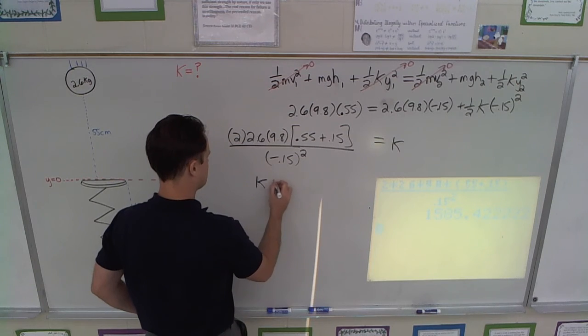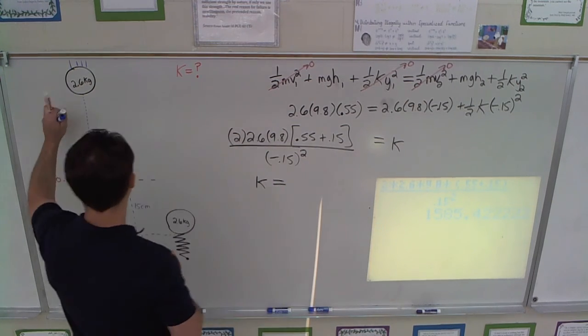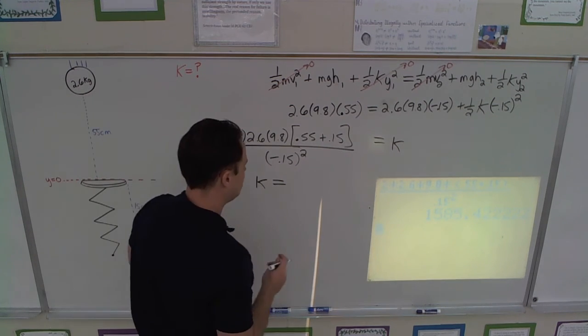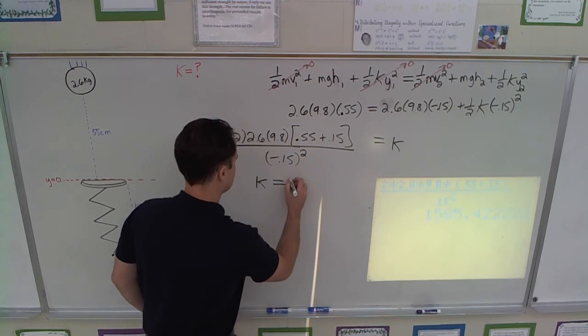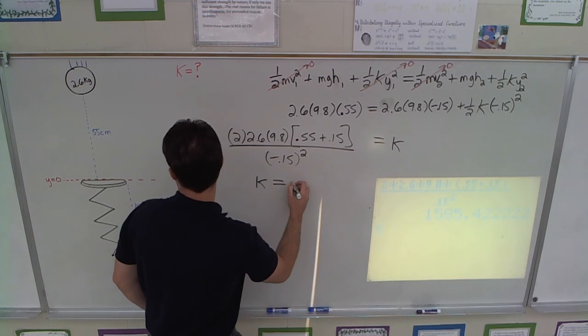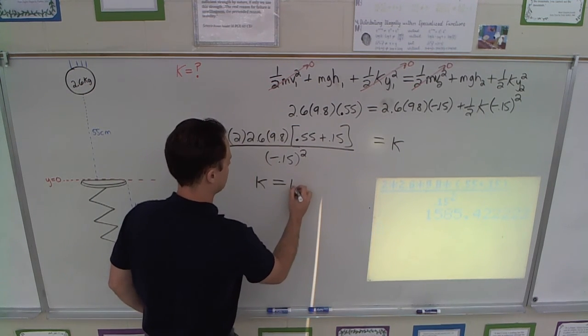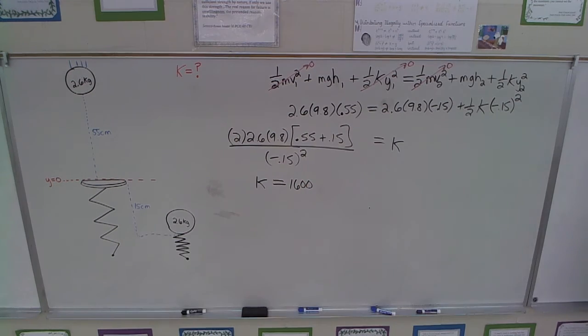So maybe this spring is pretty solid. I mean, it's experiencing a ball that drops on it of 2.6 kilograms. So it's probably a fairly strong spring. I think that's a pretty strong spring. So sig fig wise, I think we had 2 sig figs here, here, and here. So I'm going to go with 2 and go 1600.